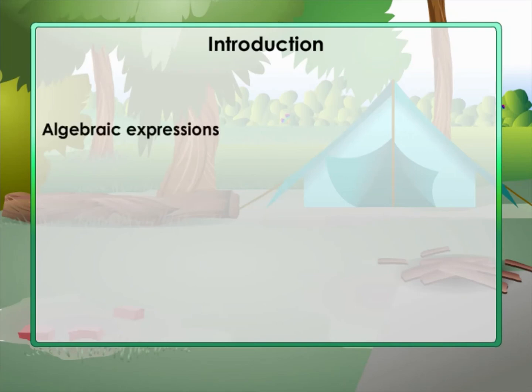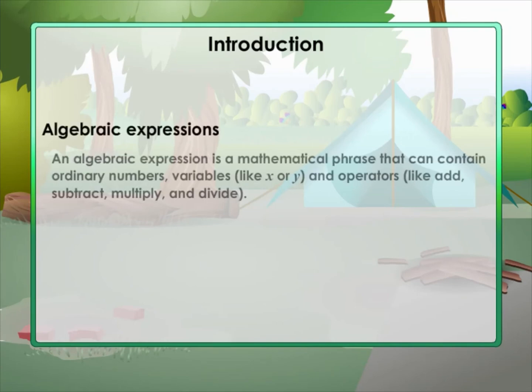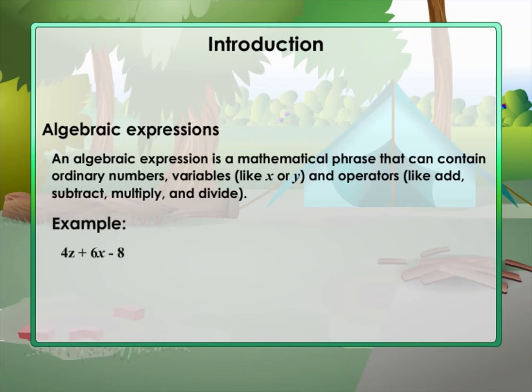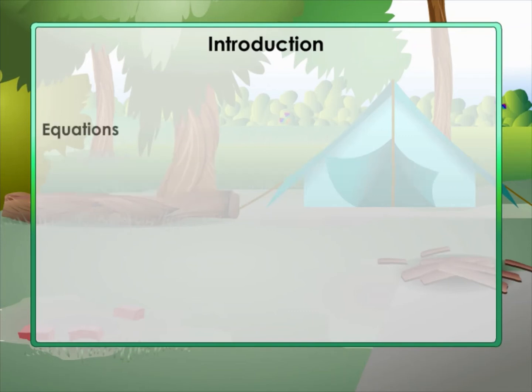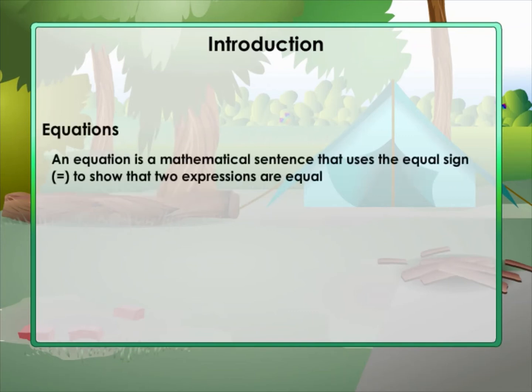Introduction. Algebraic expressions. An algebraic expression is a mathematical phrase that can contain ordinary numbers, variables like x or y, and operators like add, subtract, multiply, and divide. Example, 4z + 6x - 8. Equations. An equation is a mathematical sentence that uses the equal sign to show that two expressions are equal. Example, x + 5 = 2.